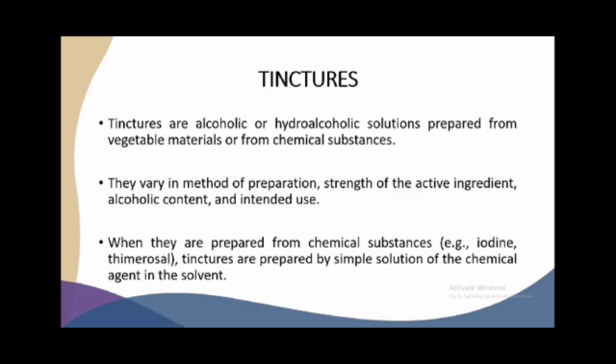First is the method of preparation. Second one is the strength of their active constituent or the active ingredient. The third one is the alcohol content. And lastly, the intended use in medicine or in pharmacy. When tinctures are prepared from chemical substances such as iodine tincture and thimerosal tincture, these tinctures are prepared by simple solution of the chemical agent in the solvent.